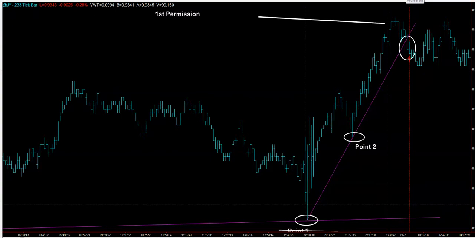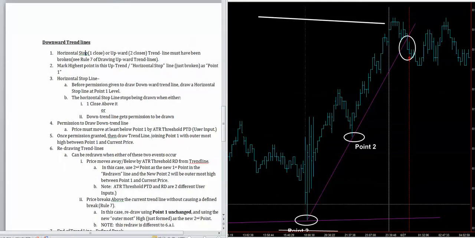Okay, so now we have a break, and we're going to look at the rule set once this happens. I call it up here, and the first thing I want to draw your attention to is that once you have a break to switch to the other side, we go to this downward trend line. The first thing that has to happen before we can do anything is understand that a horizontal stop or an upward trend line must have been broken in order for us to move forward, and that has been the case.